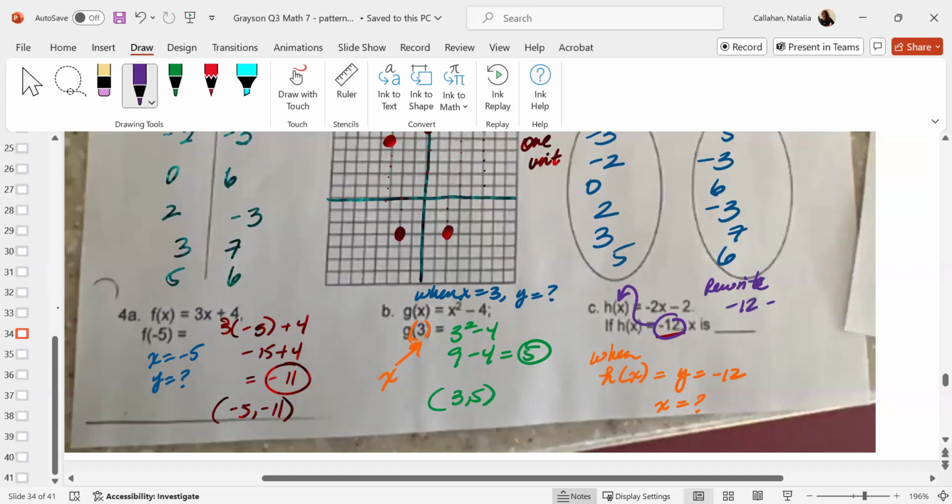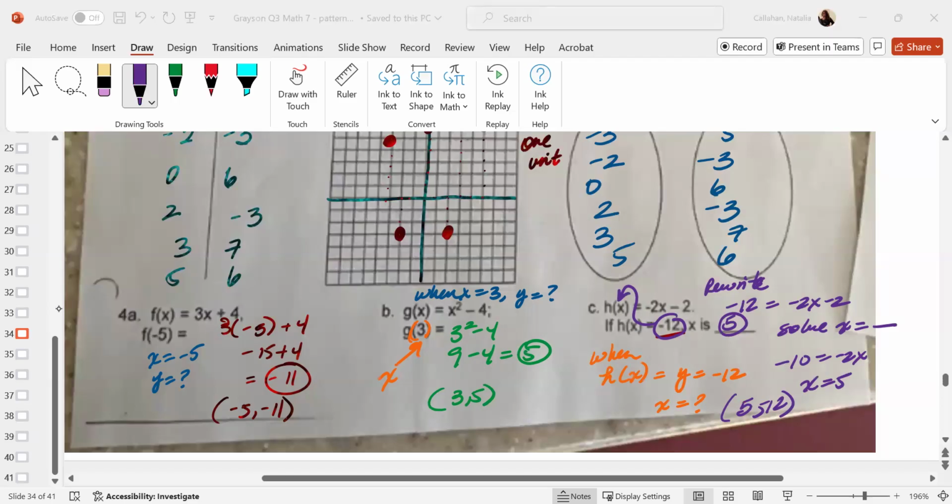So when you rewrite it as negative 12 equals negative 2x minus 2. Do you remember that? We went over this before. You need to memorize that. Do you understand? Yeah, okay. Now solve for what? X. Solve for x. -5. Try again. Close, but try again. Sign's wrong.